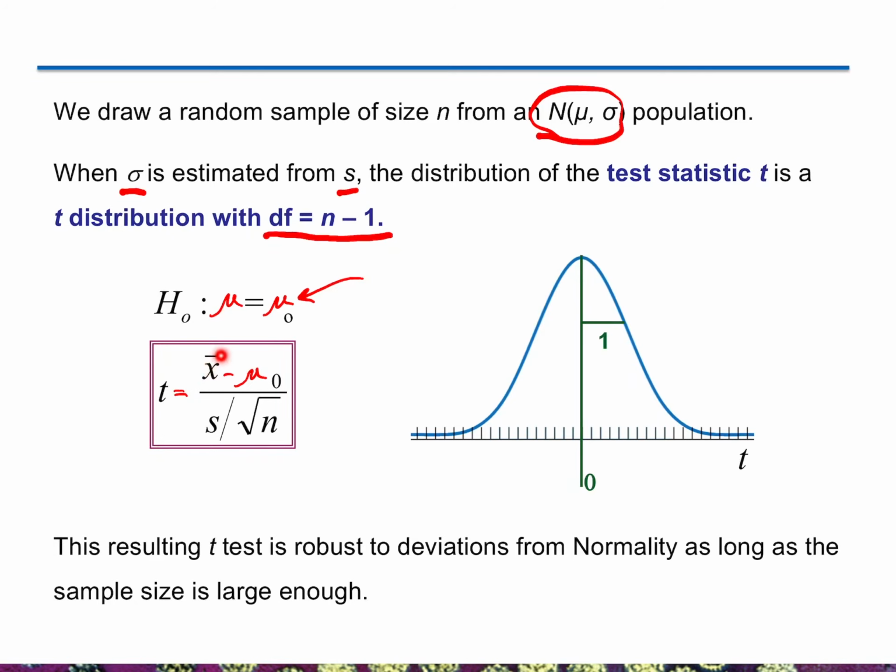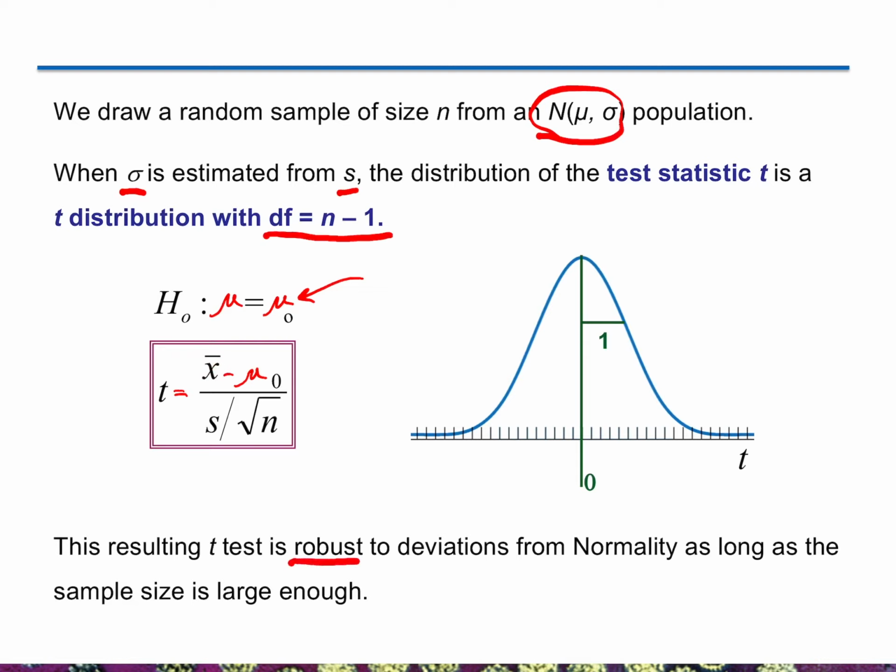It's going to tell us how far away from the hypothesized mean that sample mean falls, and based on that, we're going to figure out the likelihood of getting a sample mean that far from the hypothesized mean if our null hypothesis is true. We then use that to determine whether to accept or reject that null hypothesis. So the resulting t-test that we get here is, as we say, robust to deviations from normality. That's true as long as we have a large enough sample size.